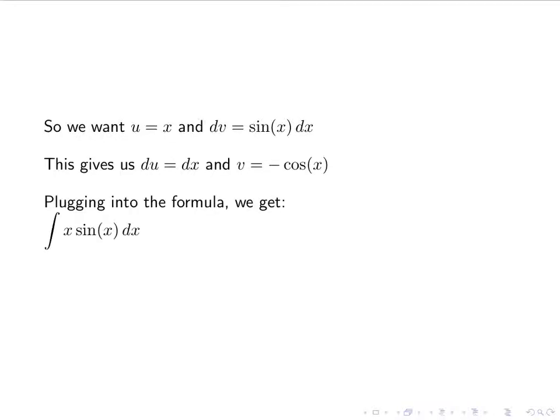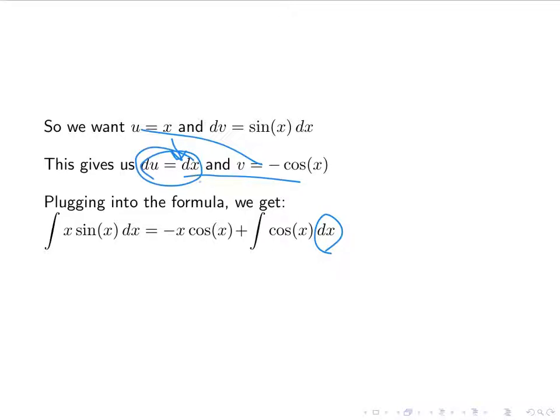So the next thing is we're going to plug it into the formula. The integral of x sine x dx is u times v, that was the first part, so negative x cosine x, minus v du. So we get a double negative, that's why it's a plus sign. And then cosine x dx. Remember, if you don't differentiate correctly, you're not going to have a dx here, so you can't integrate that. So remember you always need a dx when you've differentiated.